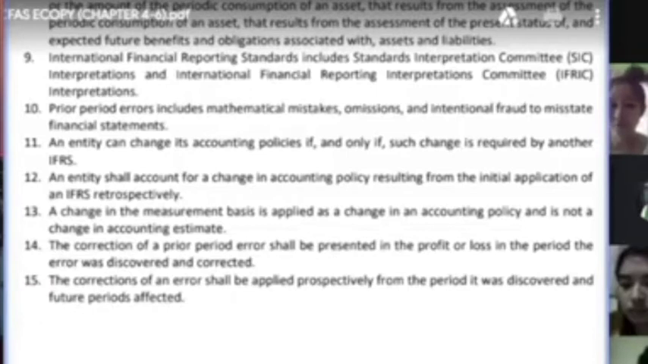But PAS 8 also allows entities to change their accounting policies voluntarily. And the reason would be if such change would lead to better quality in our financial information. So that is what makes number 11 false.